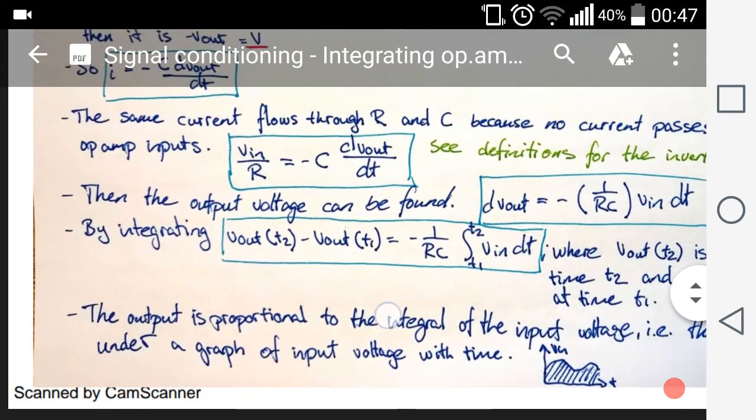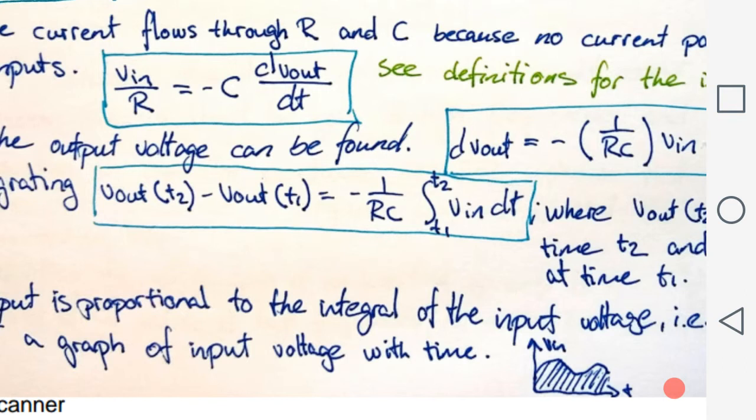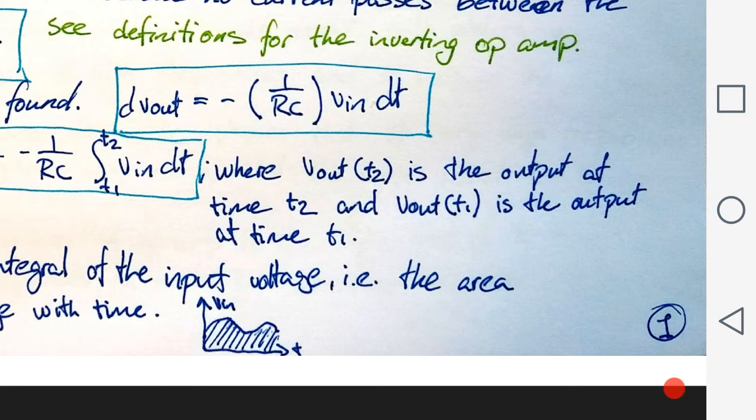Now, if we integrate this equation, then we can see that the output voltage at time 2 minus the output voltage at time 1 is equal to minus the ratio of 1 over RC times the integral, with the boundaries of T2 and T1, of the input voltage times the derivative of time. And note that V out T2 is the output at time T2 and V out T1 is the output at time T1.